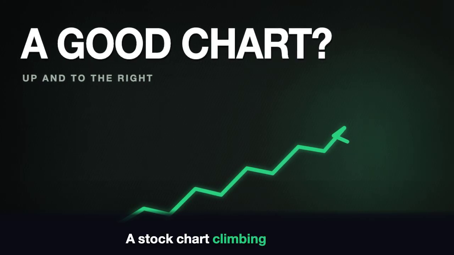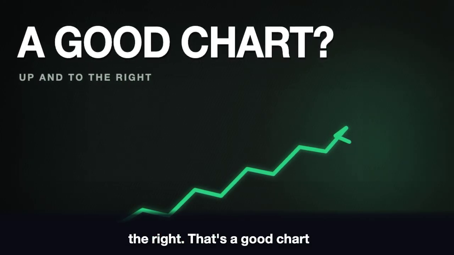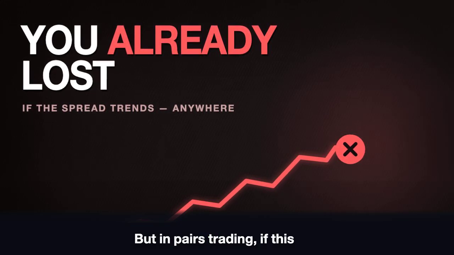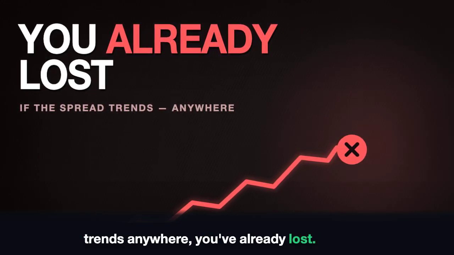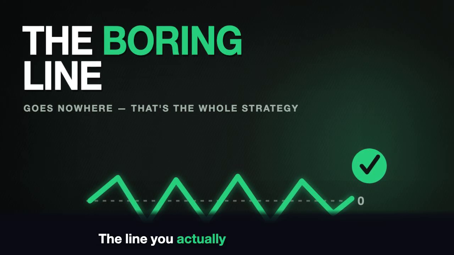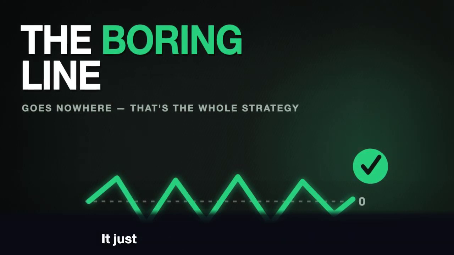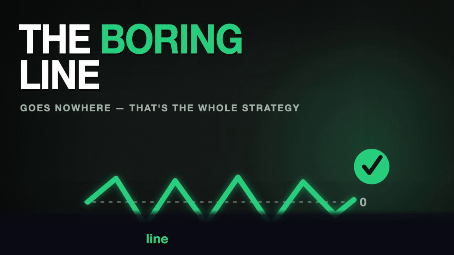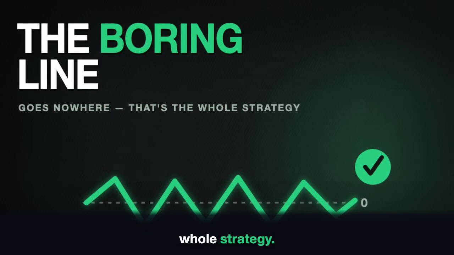A stock chart climbing up and to the right. That's a good chart, right? But in pairs trading, if this line trends anywhere, you've already lost. The pair is broken. The line you actually want goes nowhere. It just breathes around zero. That boring line, the spread, is the whole strategy.